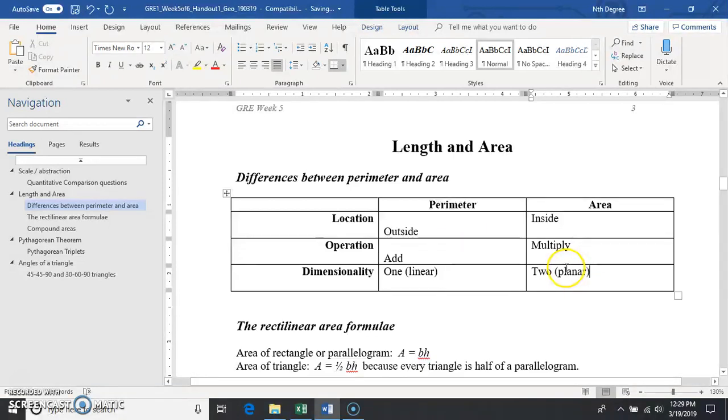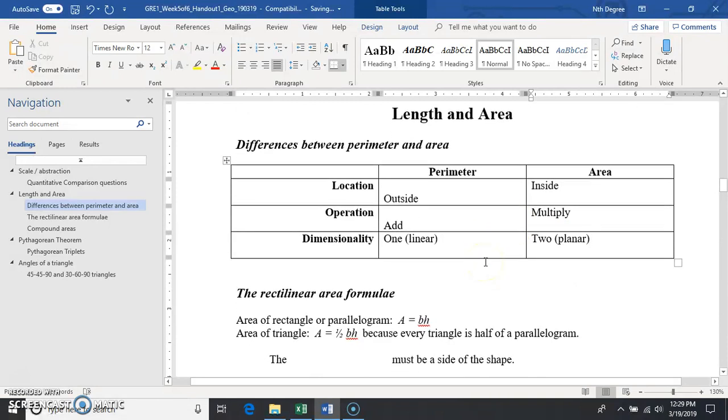Okay, so those are three really important differences. There really isn't a formula for a perimeter. It's just a definition. The perimeter means what you get when you add together all of the one-dimensional lengths along the outside of the shape. Add together all the sides of the shape. They have to be straight. It doesn't work for curved shapes.